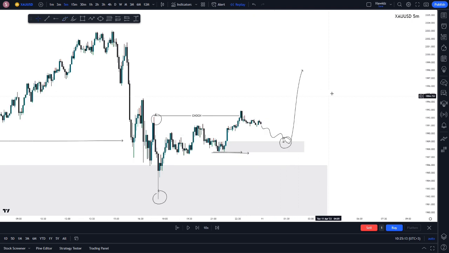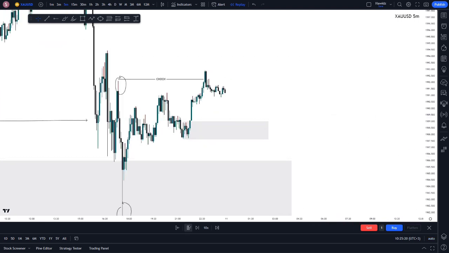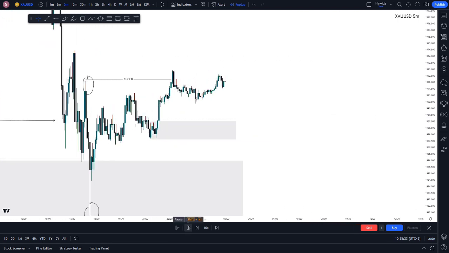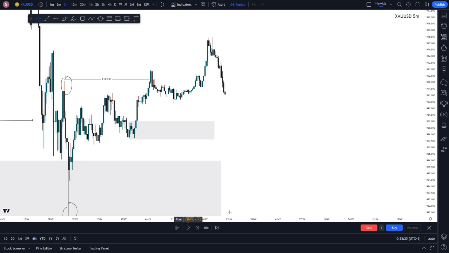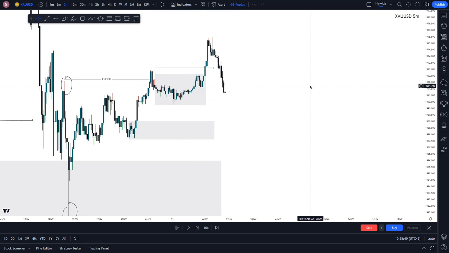Okay, so let's see what happened. So boom, right there. Okay, so price began to move. Okay, there we are. So price breaks structure again, but look at this break of structure. We have a range left to us right here. Price never reached here, but created a range and then broke bullish.